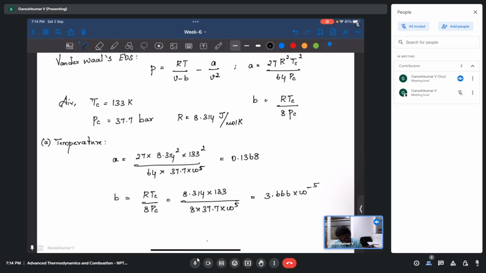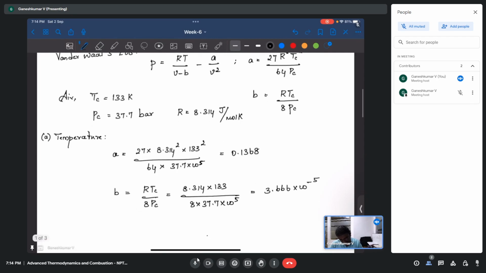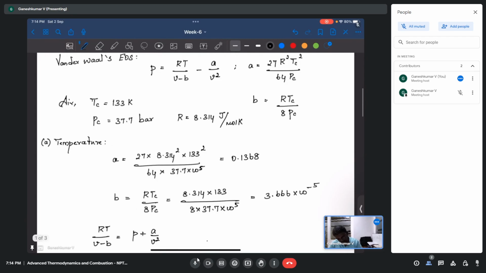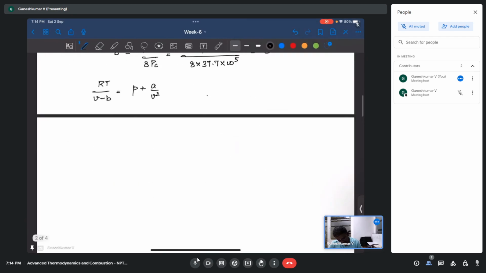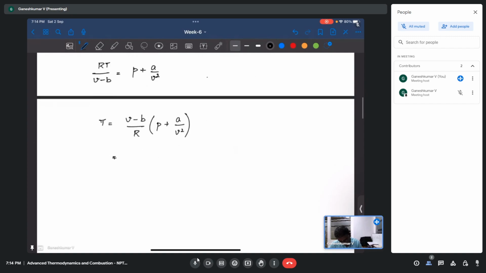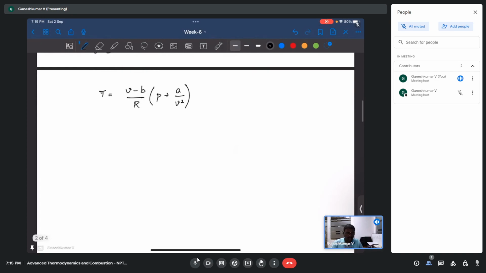Now we can rearrange this van der Waals equation of state to find temperature. So that is going to be RT by V minus B is equal to P plus A by V square, which means T is nothing but V minus B by R into P plus A by V square. Now we need to find, let's say, at state 1.